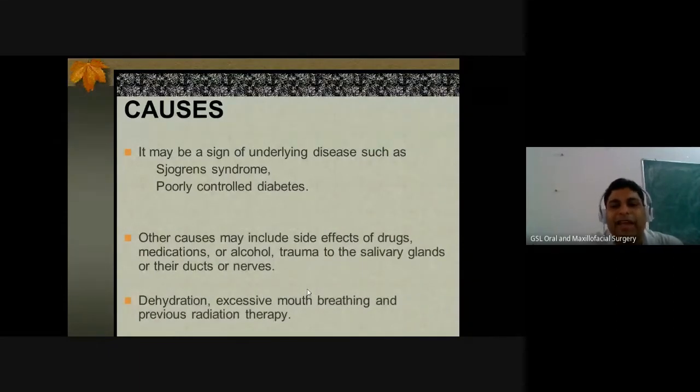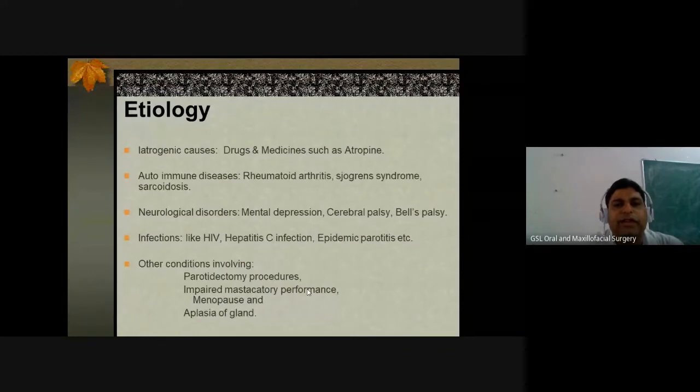Other causes include side effects of drugs, or trauma to the salivary glands, ducts or nerves. All these are patients who have undergone radiotherapy, and excessive mouth breathing patients. All these patients will show xerostomia, or dryness of the mouth. It is usually caused by drugs and medicines, autoimmune diseases, which we have just discussed, neurological disorders like cerebral palsy, Bell's palsy, infections like hepatitis, surgeries done on the parotid or submandibular glands, menopause, or aplasia of the gland where the gland is not there.